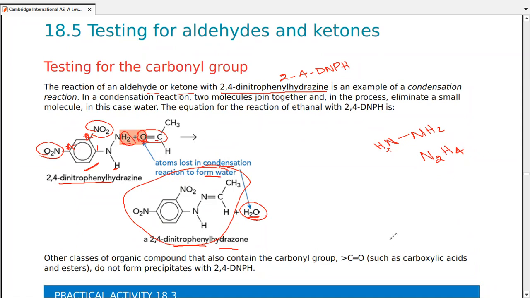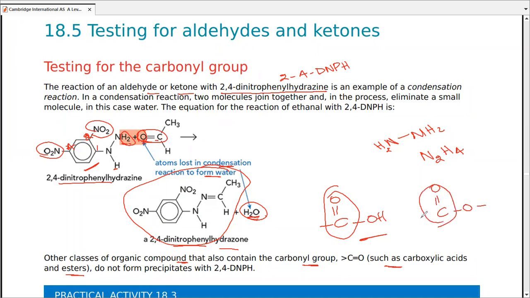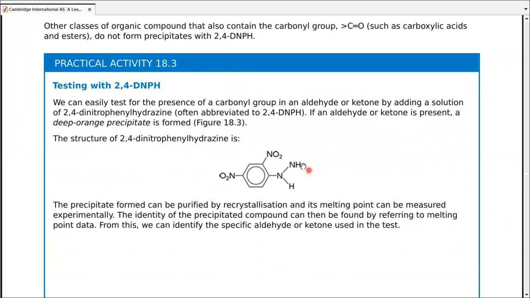So other classes of organic compounds that also contain the carbonyl group, such as carboxylic acids and esters, also contain this part. Carboxylic acid consists of this part because of the whole structure. Esters consist of this part because of the whole structure, okay? But they both don't give the 2,4-dinitrophenylhydrazone reaction. Now, what exactly does this do? What is the observation? Let's talk about the observation.